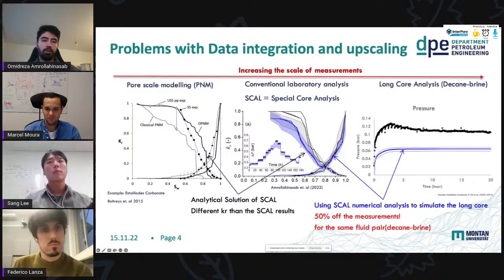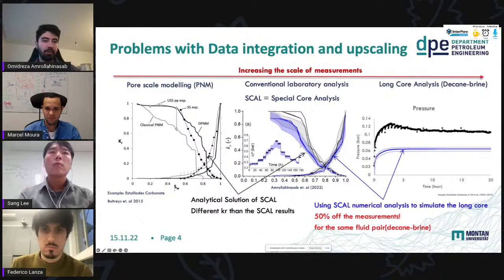If you try to calculate the relative permeabilities from the pore network or pore scale modeling, then you're also a bit off from what you have from scale calculations. So we have, as you can see here, a data integration problem once you move between different scales, from pore scale modeling to the long core analysis, which can also go further to the full field development if you are taking the calculations that you have with these methods.